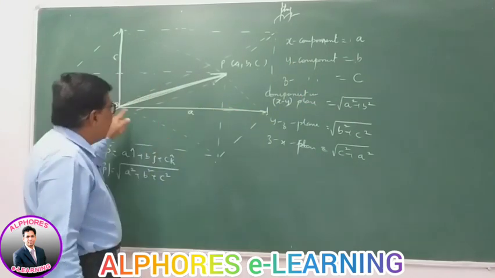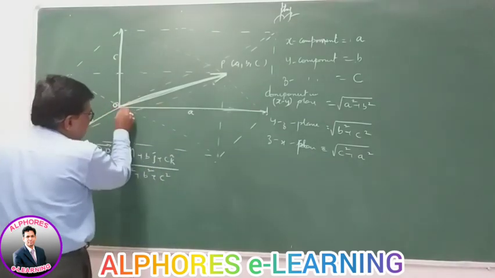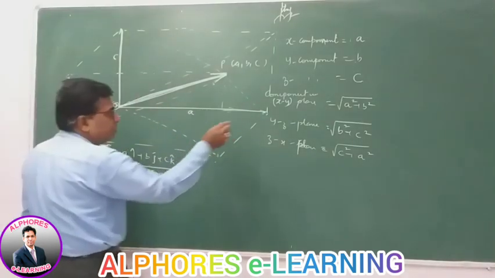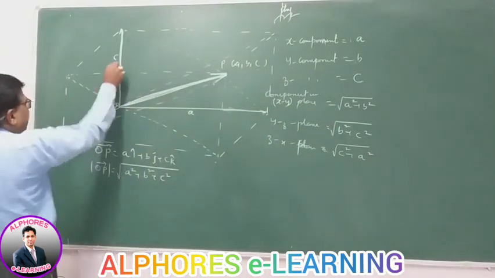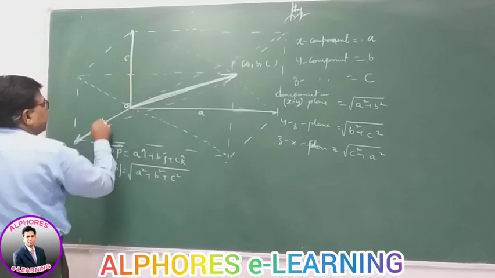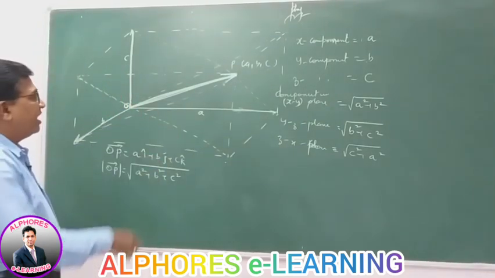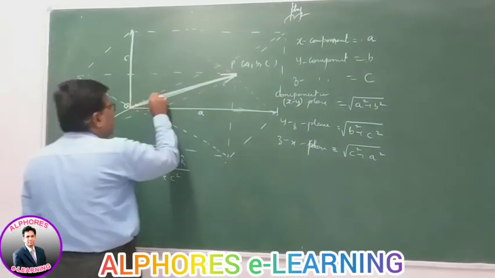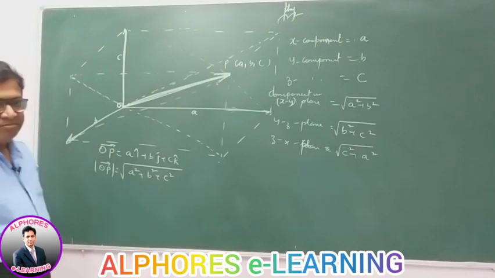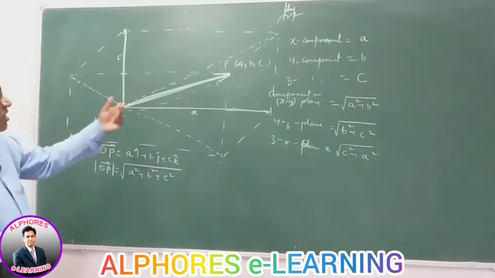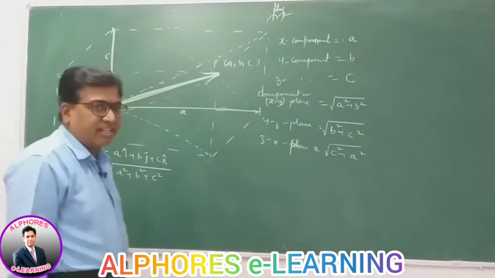The component in the xy plane, x and y, in this direction, is root of a square plus b square. The component of the vector in the yz plane, this is y and z, is root of b square plus c square. And the component of the vector in the zx plane is root of c square plus a square. Right, so that way you can find the components in a plane, or in a particular direction like that.